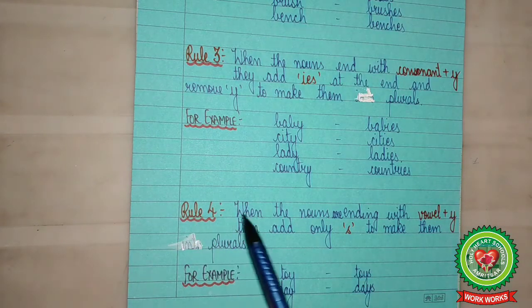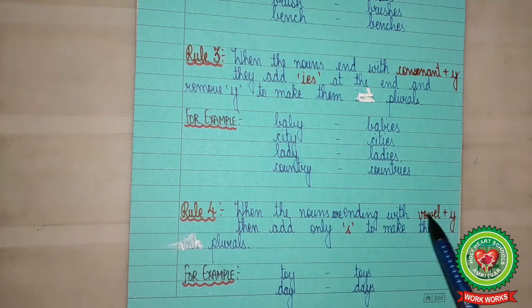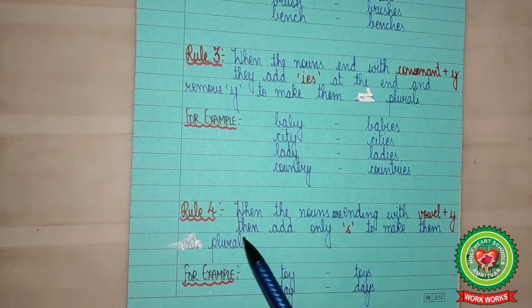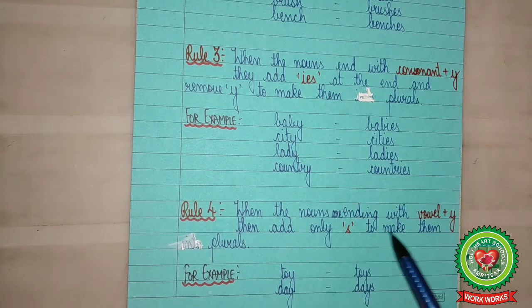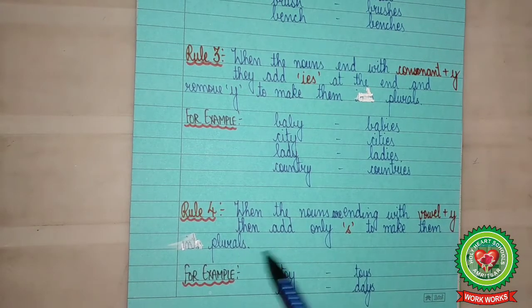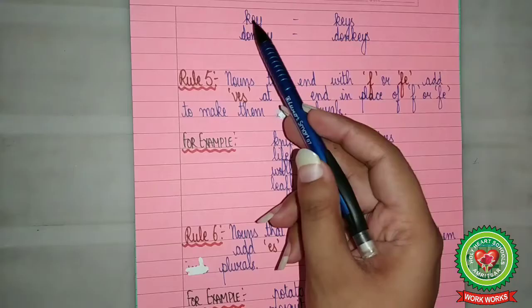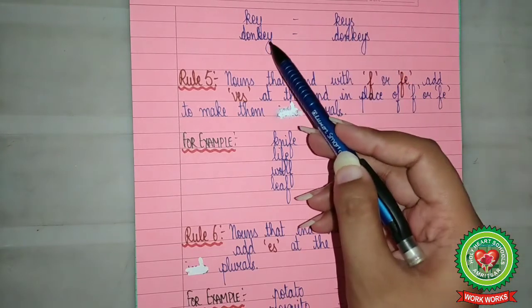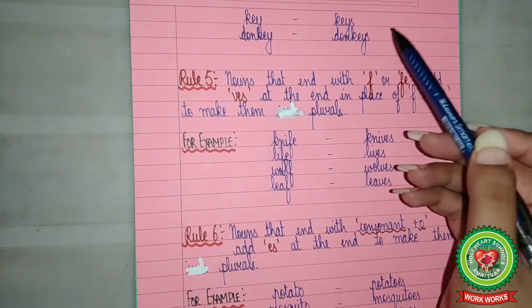Rule 4 says when the nouns are ending with vowel plus y, then add only s to make them plurals. For example, toy, it ends with y and has a vowel before it, so we will only add s, so it becomes toys. Day becomes days, key becomes keys, donkey becomes donkeys.